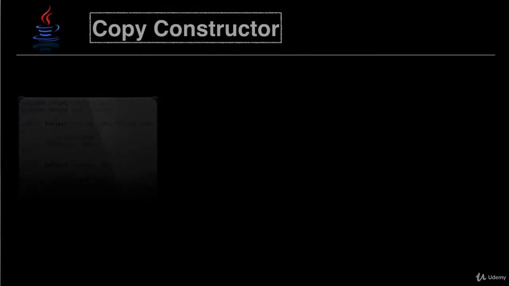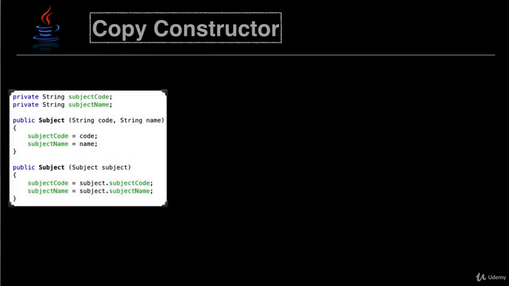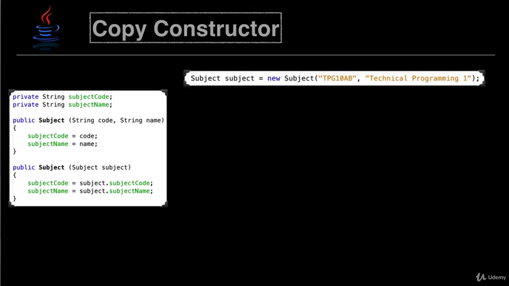A copy constructor is a constructor that creates a copy of an existing object of the same class. Have a look at this piece of coding. We have two fields for the subject class, subject code and subject name. So every subject object will have a subject name and a subject code. Let's have a look at the first constructor. This is the normal constructor.